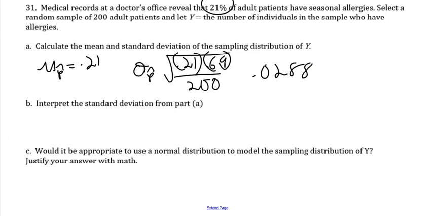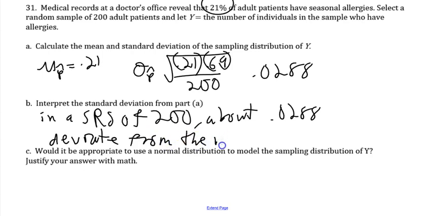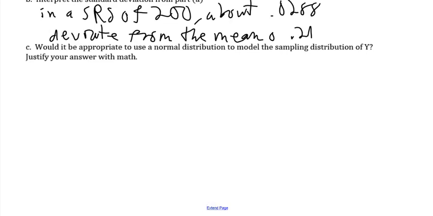Interpret the standard deviation from part A. Okay, so in a sample of 200, about 0.0288 deviate from the mean of 0.21. All right. Would it be appropriate to use normal distribution to model the sample? Yes.